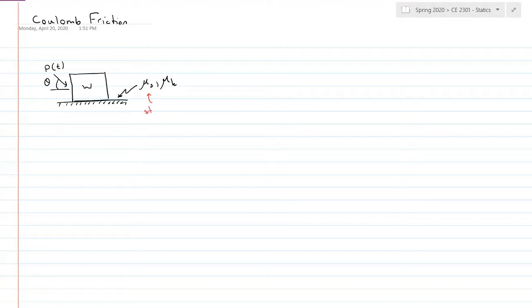So static means it's not moving, and then we have kinetic, which means it is moving, and we start getting that bumping, the dragging, and the bumping.